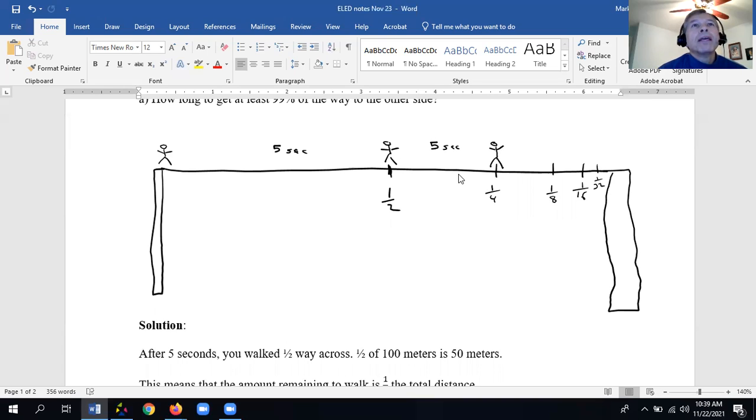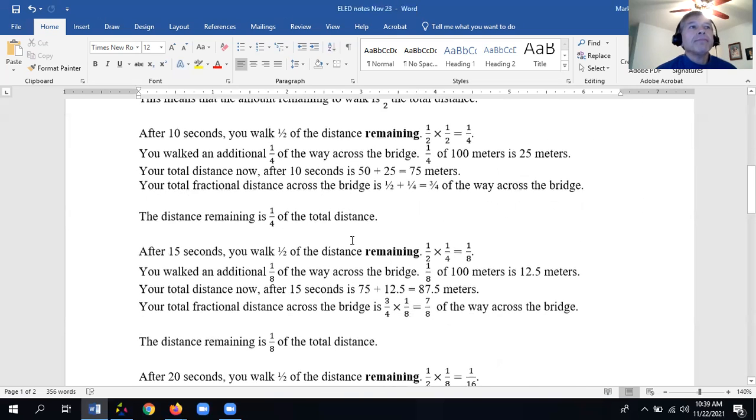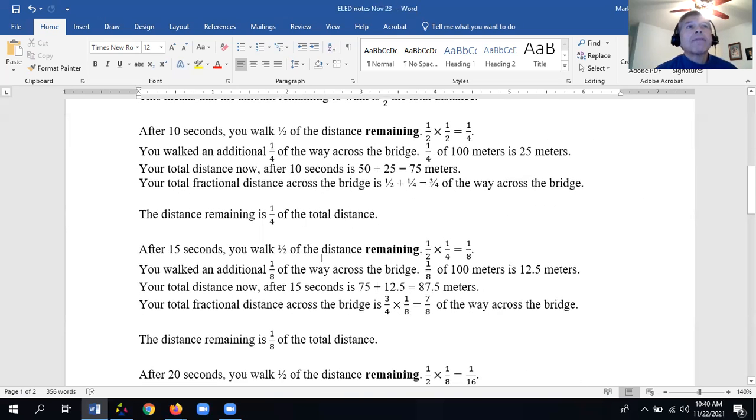1/4 is left. Now, in this next 5 seconds, you walk half the distance remaining. Half of this 1/4 remaining, half of a fourth is an eighth. So in another 5 seconds, you only make it this far, right here. Okay, and we'll show that right down here. So after 15 seconds, you walk half the distance remaining. Half of that fourth is an eighth. So you walked an additional 1/8 of the way across the bridge. 1/8 of 100 meters is 12.5 meters.